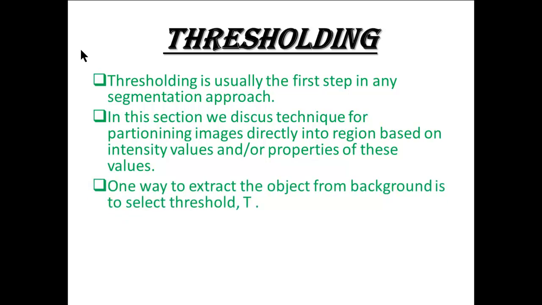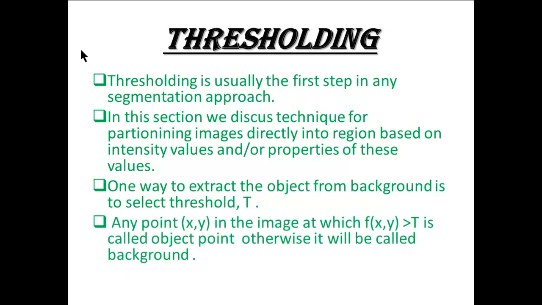One way to extract the object from the background is to select a threshold T. Any point x, y in the image at which the function f(x, y) is greater than T is called an object point. Otherwise, it is called a background point.